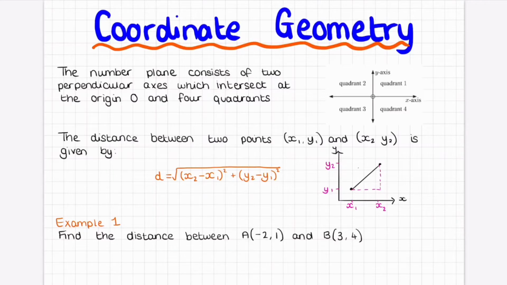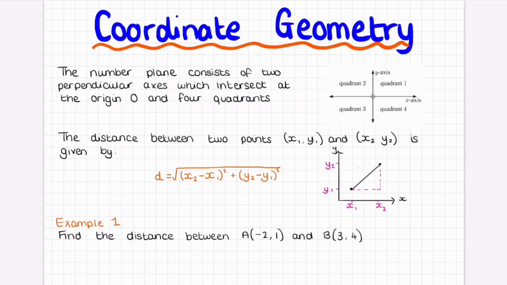So the number plane consists of two perpendicular axes which intersect at the origin and has four equal quadrants. So basically a Cartesian plane. And when we talk about quadrant 1, 2, 3, 4, as you can see in that diagram there, that's where they are placed. And they don't change. So it always starts in the top right hand corner and goes anti-clockwise round.